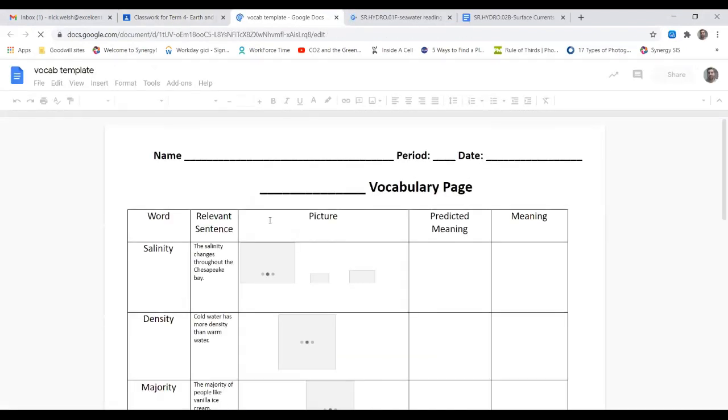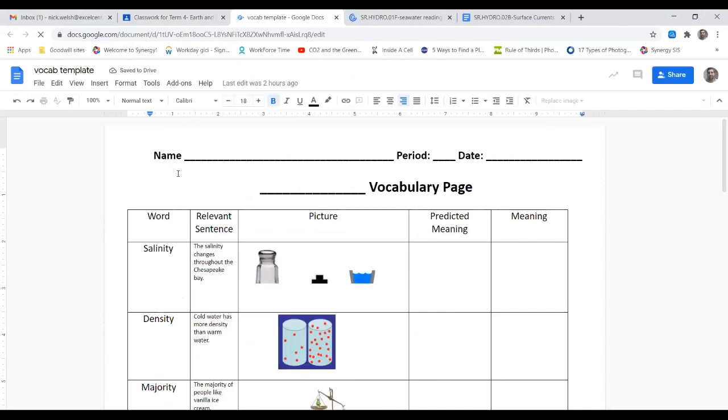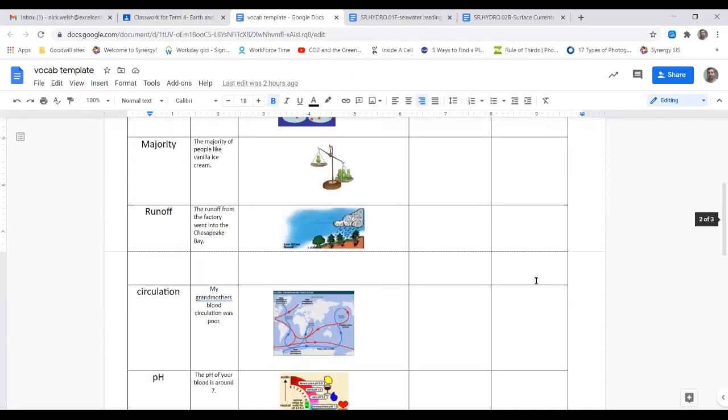Okay. So I've given you the word, I've given you a sentence, I've given you pictures to help you. Don't worry about predict meaning versus meaning. We would normally predict in class and then find out what the meaning is. Just go ahead and give me actual meanings based off of what the article says. Okay.